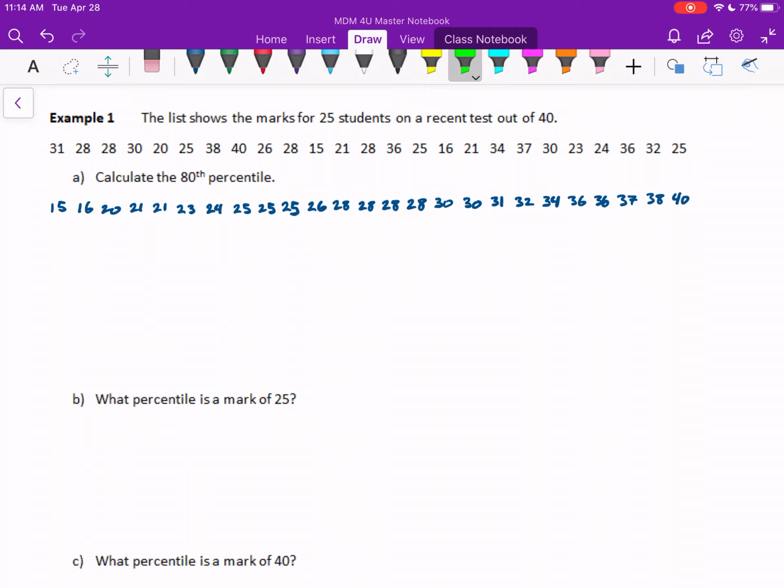So, calculate the 80th percentile. I want to know which number in this list is the 80th percentile. In other words, I want to find the number that has 80% of the data below it and therefore 20% of the data above it. So that would be percentile rank.